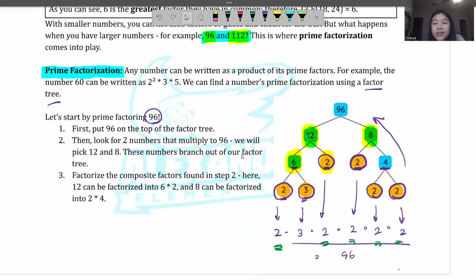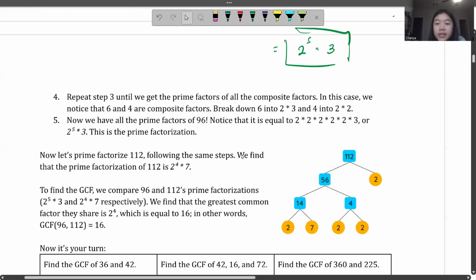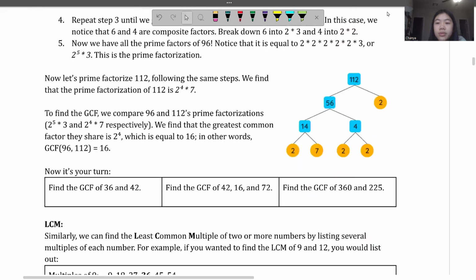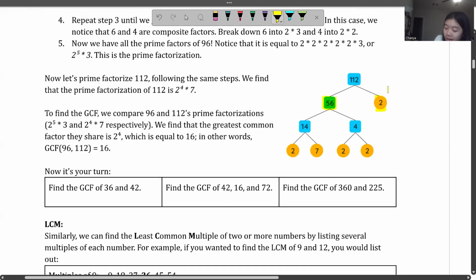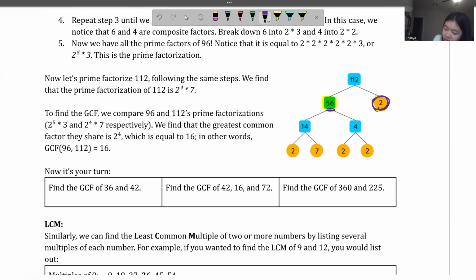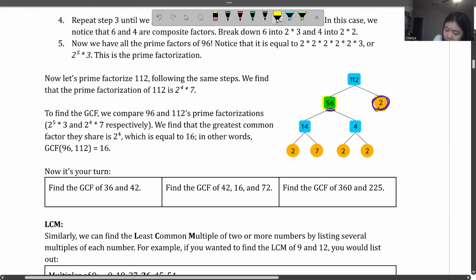Okay, hopefully y'all got a chance to work on this and you got an answer. So I'm going to scroll down to here where I've actually prime factorized 112 already. I first broke it down into 112 is 56 times 2. Seeing that 2 is already a prime factor, I don't have to worry about this anymore, right? But I can still break down 56. So I chose 14 and 4, because 14 times 4 is 56, right?